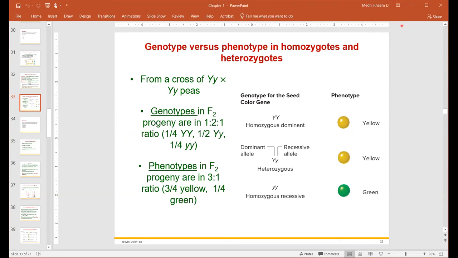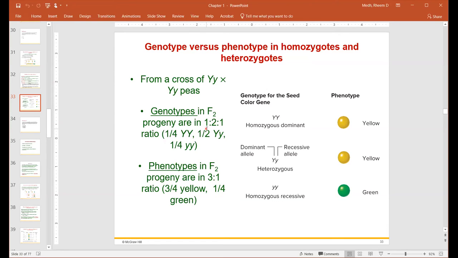Okay, so then this one is showing you again the same thing, genotype versus phenotype and homozygotes and heterozygotes. So I'm actually going to go over this very quickly from this cross, which is a dihybrid, big Y, little y. I mean monohybrid, but both parents are heterozygous, big Y, little y cross to big Y, little y. You have the 1:2:1 genotypic ratio and 3:1 phenotypic ratio.